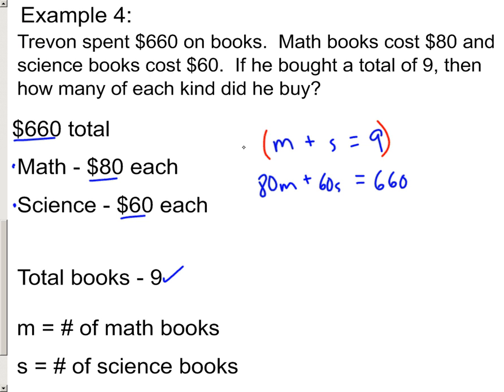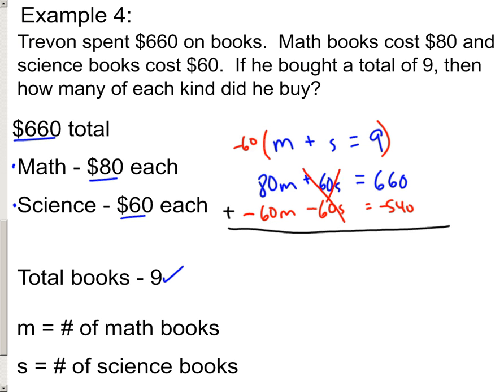We just go through and we multiply by whatever we need to. I can multiply it by a -80. I can multiply it by a -60. I kind of like the -60 because it's a little bit less. -60 times M is -60M. -60 times S is -60S. And -60 times 9 is -540. Add them together.